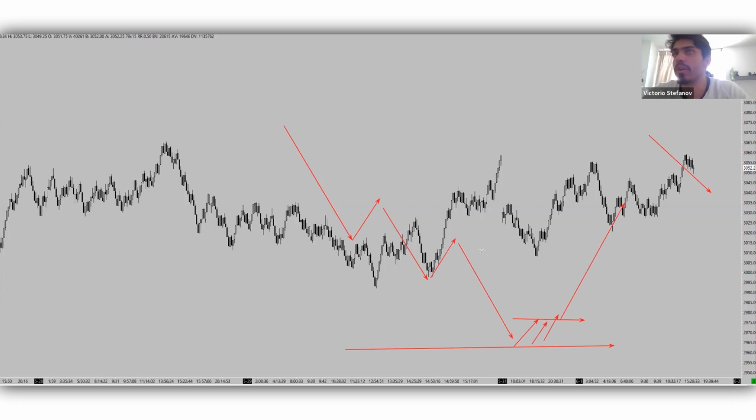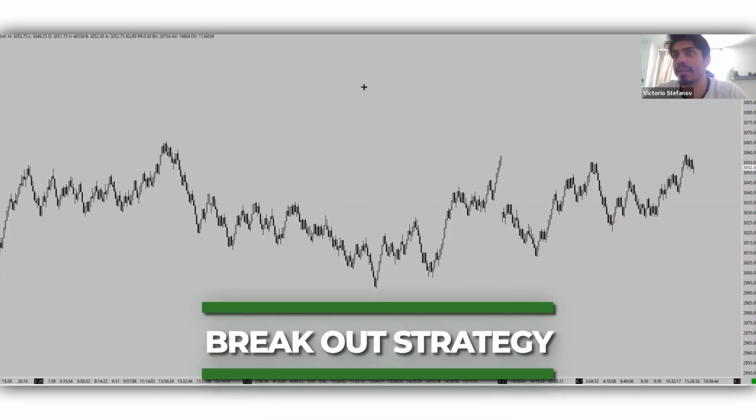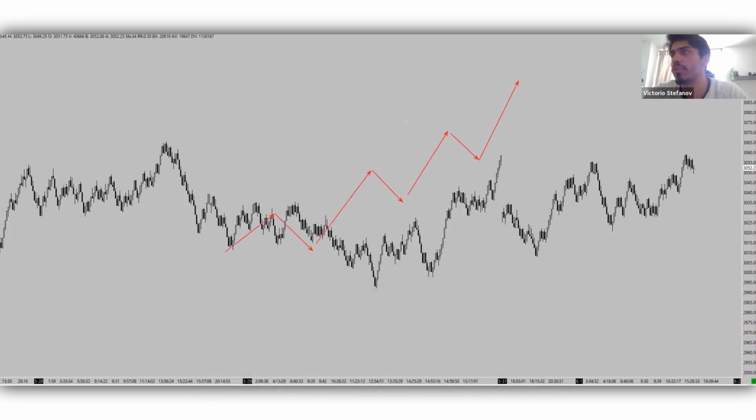Now, there are methods to this madness in the fade, but that's not what we're going to be talking about today. We're going to be talking about the third and final one, the breakout strategy. This is a directional trade. So you are identifying the direction of the move, whether it's up or down, and you're looking for key resistance or key support levels where the trend will break out and continue.